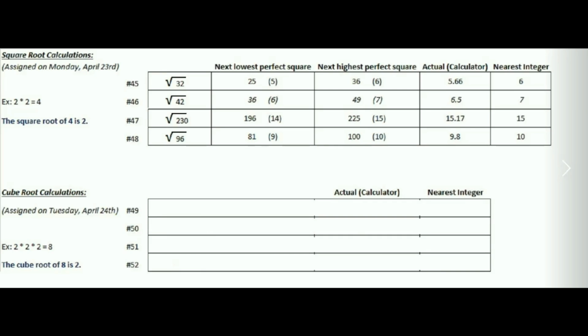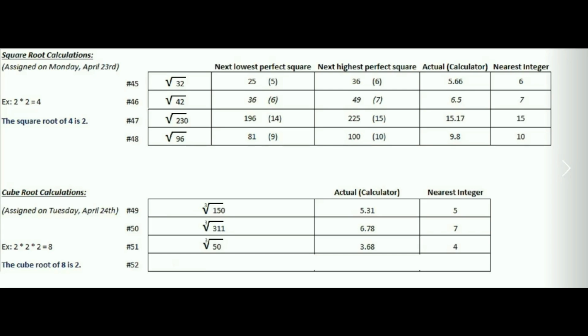Now, this is a much simpler chart. With number 49, we're looking at the cube root, and that is how you draw it, the cube root of 150. If you put this into your calculator, you end up with 5.31, 5.3 rounds down to 5. Number 50, the cube root of 311. If you put this into the calculator, you end up with 6.78. So if you actually type in 6.78 times 6.78 times 6.78, you end up with 311, just about. And the nearest integer is 7. 6.7 or 6.8 rounds up to 7.